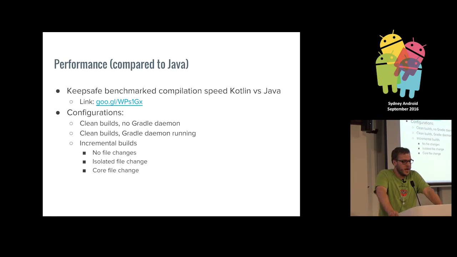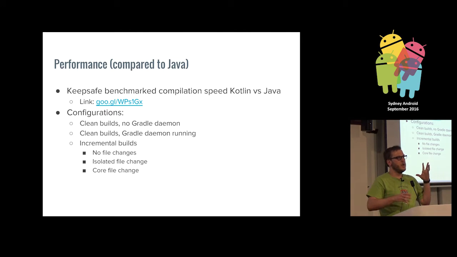So the KeepSafe guys did a write-up of very basic tests on the compilation time, and their configurations were, one, just a clean build with no Gradle daemon, which is probably the silliest way to do it because that's basically removing all of the optimizations that you can, but it's still a good benchmark to test against. Then clean builds with Gradle daemon, and then incremental builds with no files changed, and isolated files.